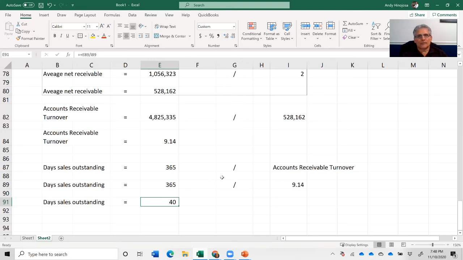We have to see what's going on. If our prior year was 45 and this year is 40, well, at least we're moving in the right direction. We'd have to take the 40 and compare it to the industry average. But if it's getting better, if the number of days outstanding is getting shorter, then that's a good thing.